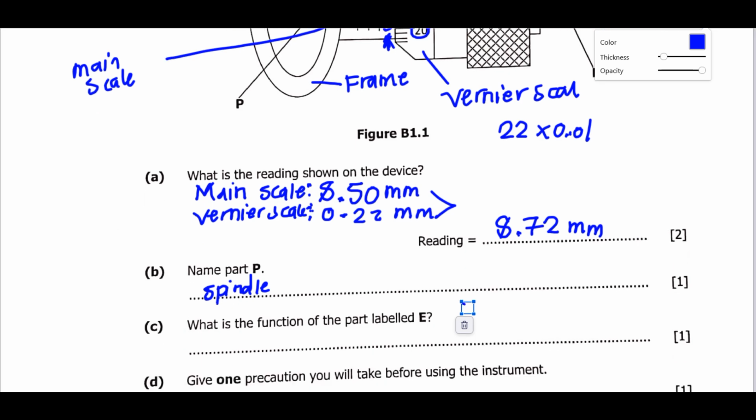So the function of the ratchet can be given in different ways. So we can say to move the spindle back and forth, or to also prevent too much pressure applied on an object. For example, let's say you are measuring the length of a dust particle. So to prevent that from breaking, we can use the ratchet to do that work.